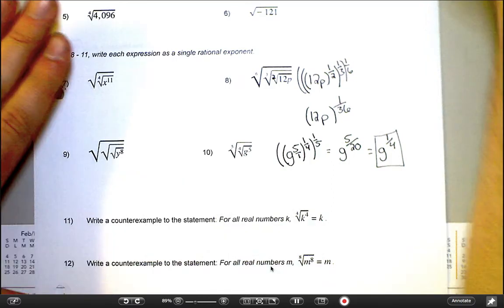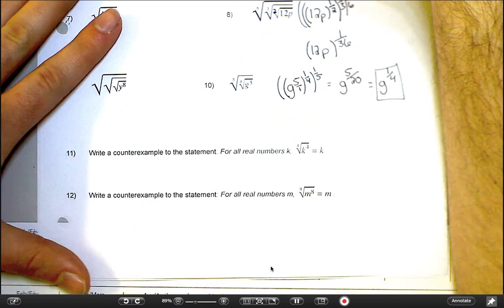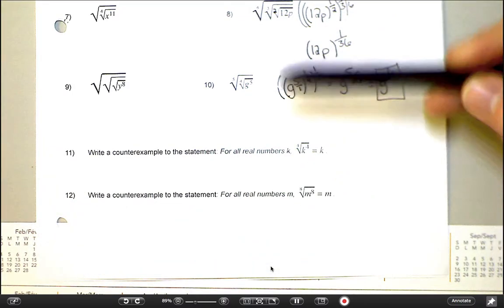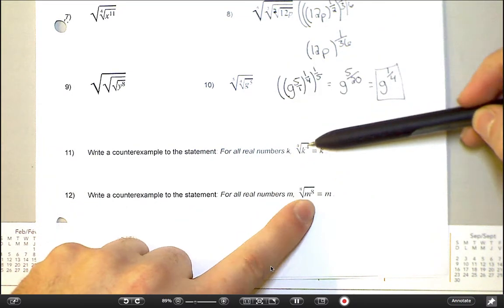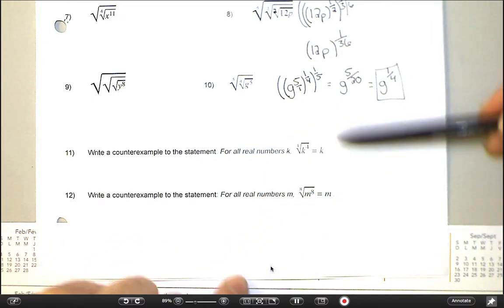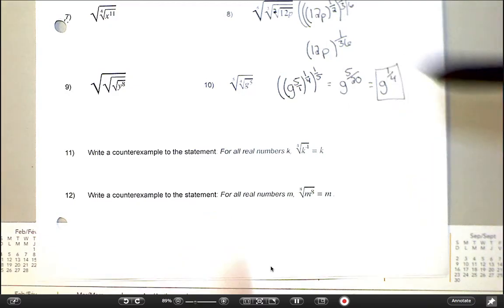Moving down to numbers 11 and 12. 11 and 12 are virtually the exact same problem. This problem is going to show up on your test as well. The only thing that's going to change is the type of root and the exponent that's here, but as long as these match and they're even, we're going to run into the same problem we're going to talk about here. So I'm going to go ahead and do number 12.